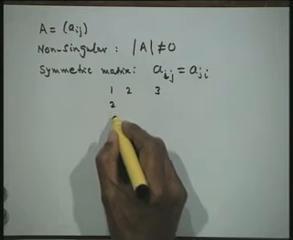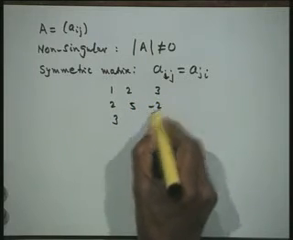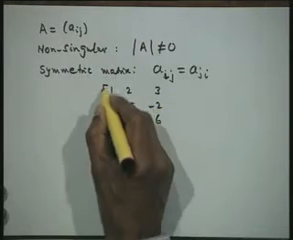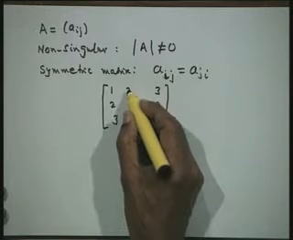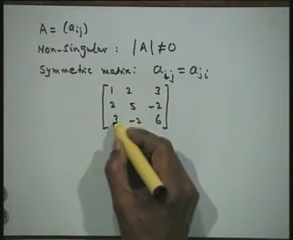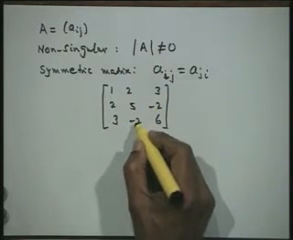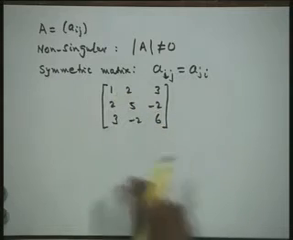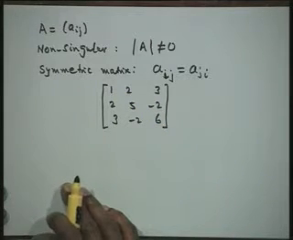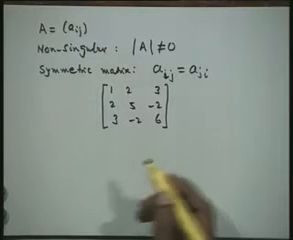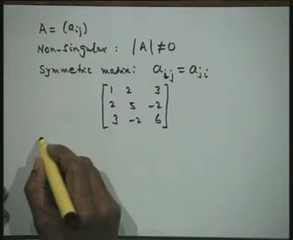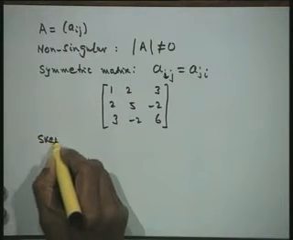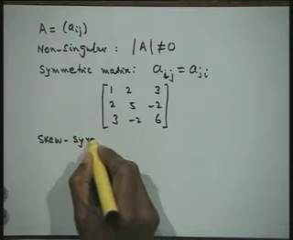I can fill these elements here, some 5, minus 2, minus 2, 6. So for example, this is our symmetric matrix, so that you have A12 is A21, A13 is A31, A23 is equal to A32, and the diagonal elements are given to us. So this is a symmetric matrix. Whereas if it satisfies the property that there is a minus sign here, then we shall say it is a skew symmetric matrix.